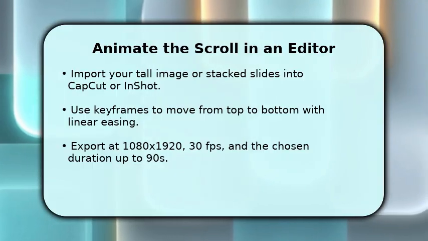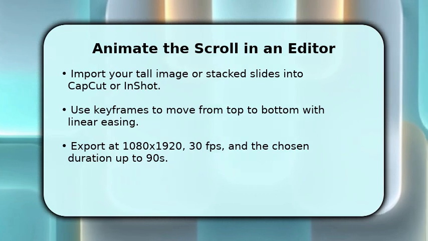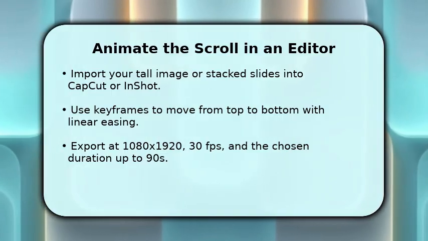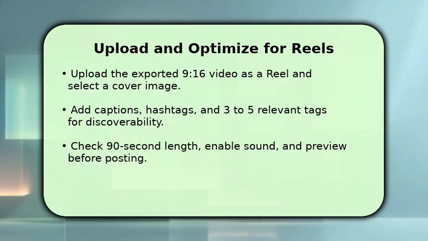Preview the scroll and adjust speed until text remains readable for 6 to 8 seconds. Export the final video at 1080x1920. Open Instagram and tap the plus icon to create a new reel post. Select your exported 9:16 video and pick a clear cover image or frame.